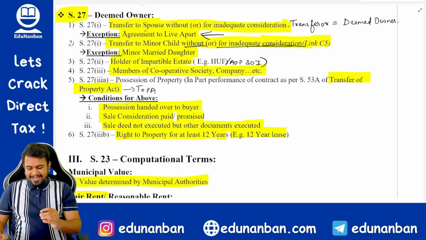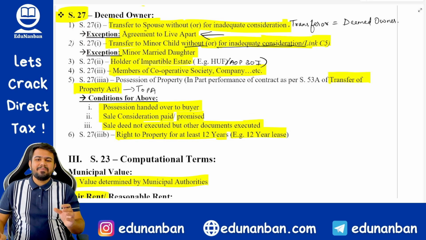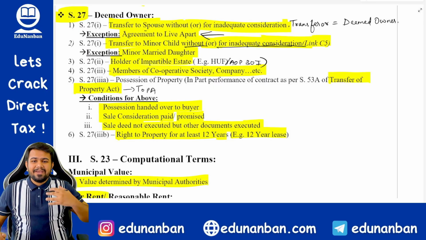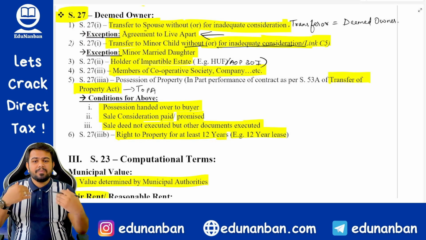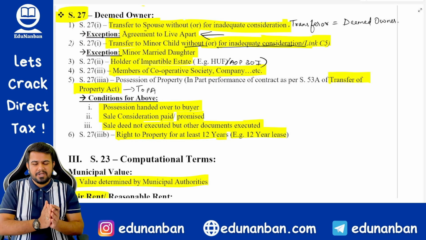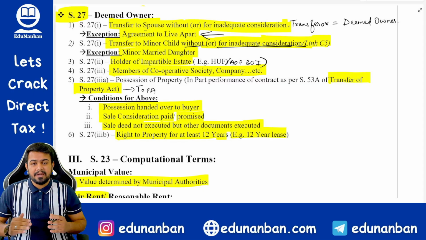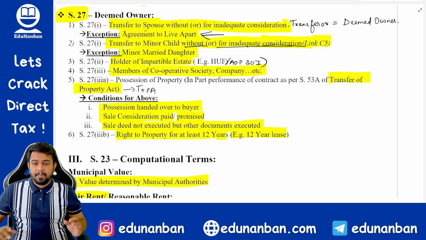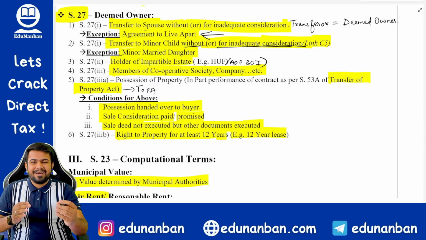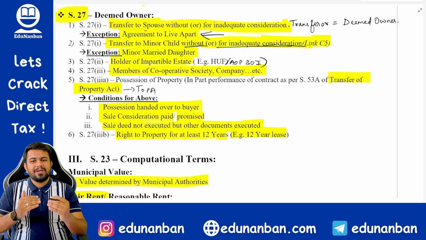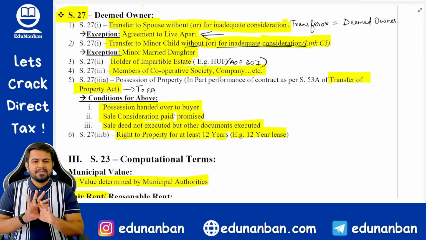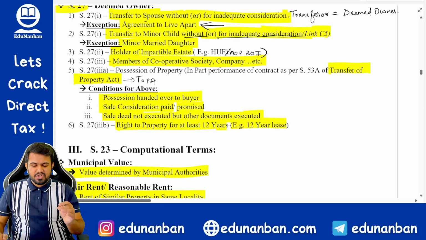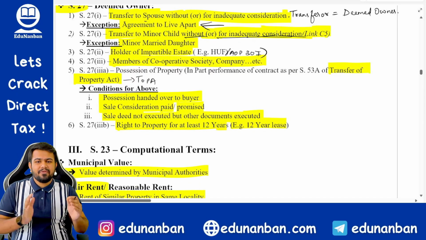But however, there is an exception where there is an agreement to live apart, then this provision will not apply. For example, if I transfer my house property to my wife without consideration or for inadequate consideration, then also I will only be considered as deemed owner of the property. But if my wife and I have an official agreement to live separately, in such case this provision will not apply.